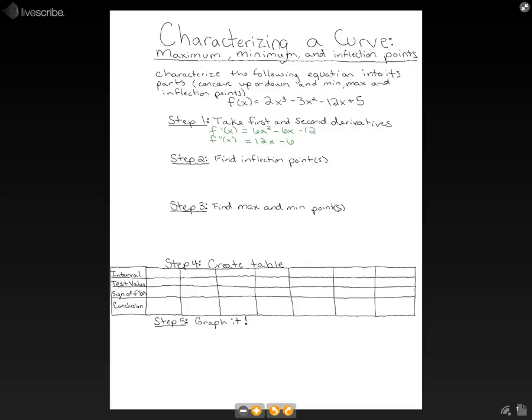inflection points. And step 2 and 3 can be done in either order, but we're just going to do the inflection points first. So we're going to set our second derivative, f double prime of x, equal to 0, and we're going to solve for x. If we do that, we get 0 equals 12x minus 6, 6 equals 12x, and then x equals 1/2. Now we know that we are going to have an inflection point at x equals 1/2.